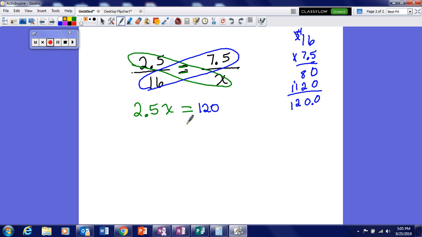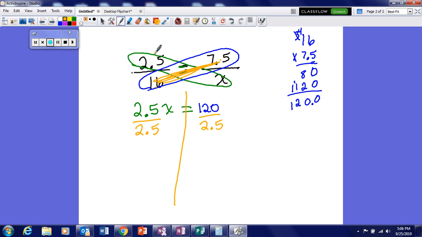Now I'm solving an equation. I don't care about this proportion anymore. Now I just look at the equation. I need to divide both sides by 2.5. I've used 16 and 7.5. I'm not using them anymore. Now I have to choose between 120 and 2.5.